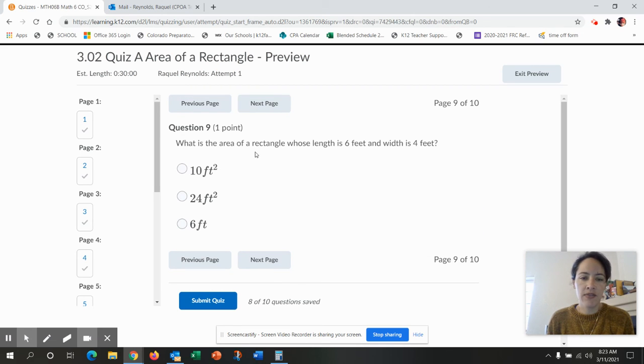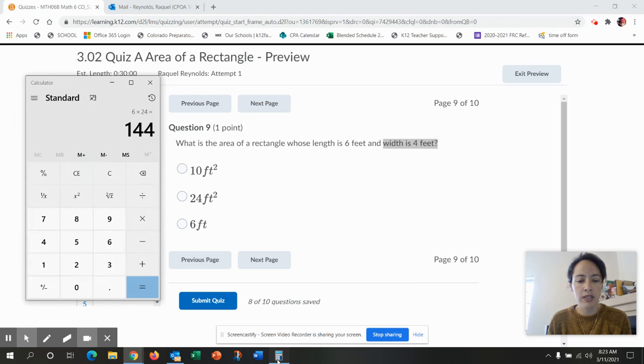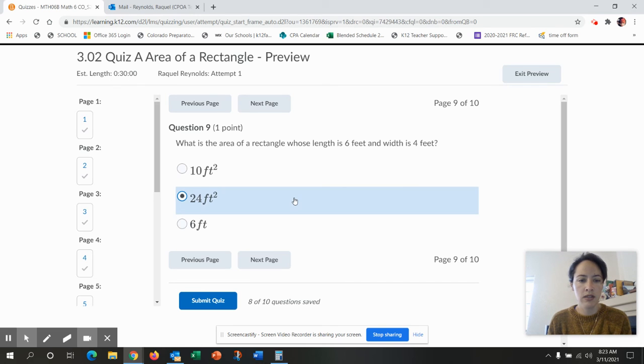What is the area of a rectangle whose length is 6 feet and width is 4 feet? Length times width. So even though there's no picture, you can still use the words to see the length is 6, the width is 4. Hopefully you realize that's 24. But if not, 6 times 4, length times width, equals 24 square feet. Okay.